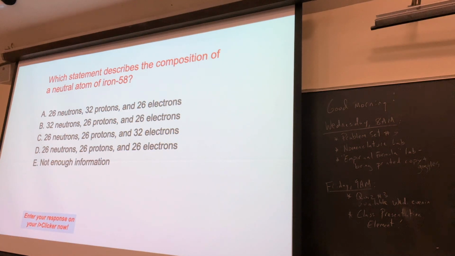So here's what I'd like you to do. One of those statements is most applicable here. It says, what's the composition of a neutral atom of iron 58? See if you can pick which one you think is the best answer up there for iron 58.